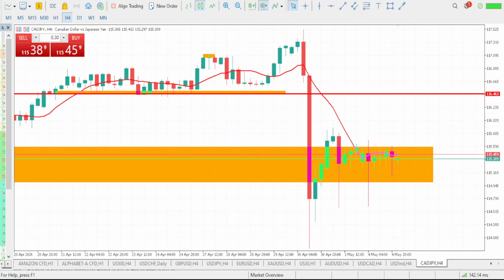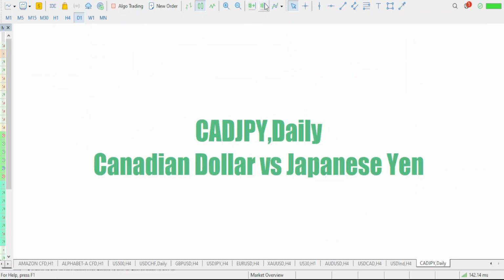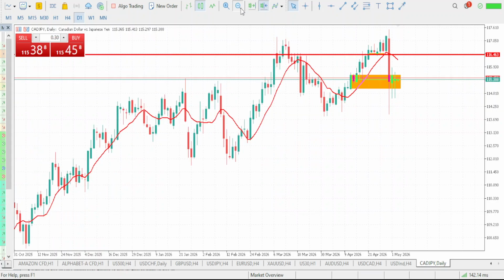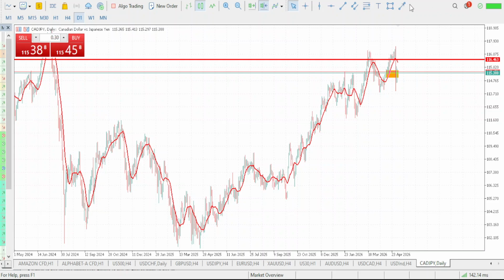So now, let's take a look at what we'll be expecting for the day on our CADJPY. So guys, let's start with the trend right here. What can we say the trend is on our CADJPY? It is very clear right here. Overall trend on CADJPY is in an uptrend move.